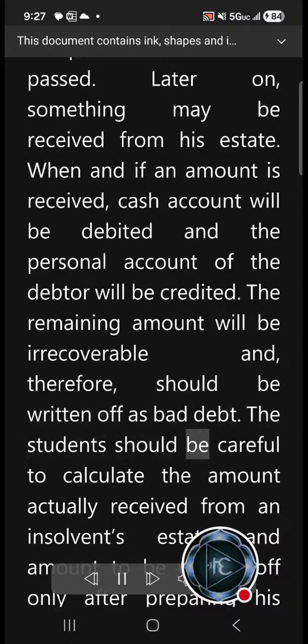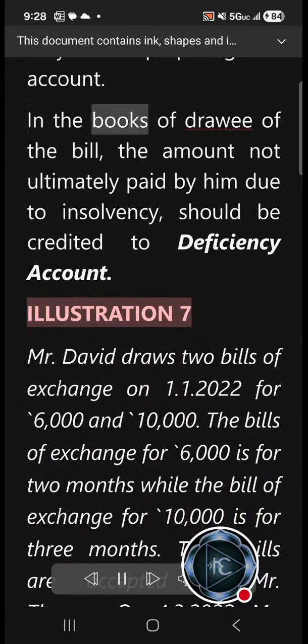The students should be careful to calculate the amount actually received from an insolvent estate and the amount to be written off only after preparing his account. In the books of the drawee of the bill, the amount not ultimately paid by him due to insolvency should be credited to deficiency account. Illustration 7.